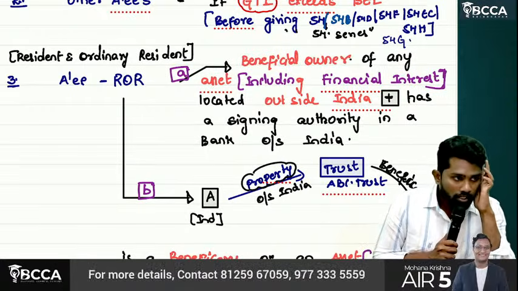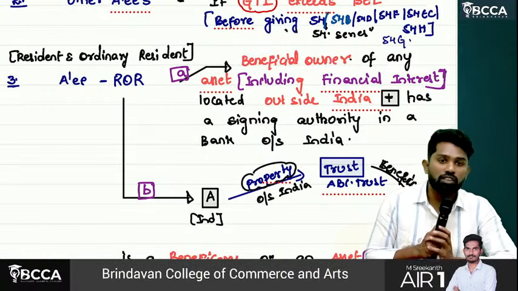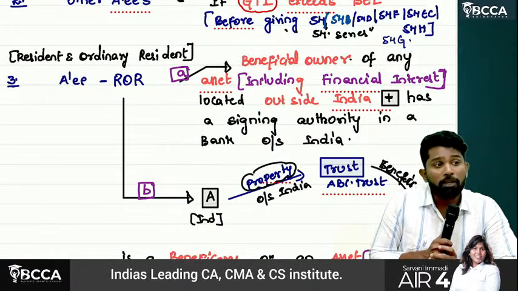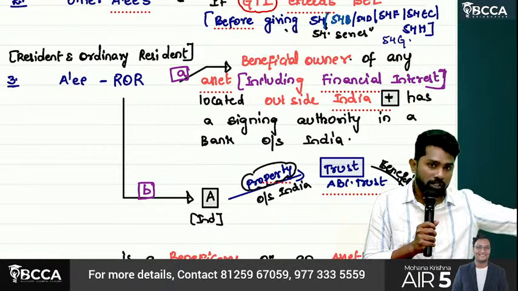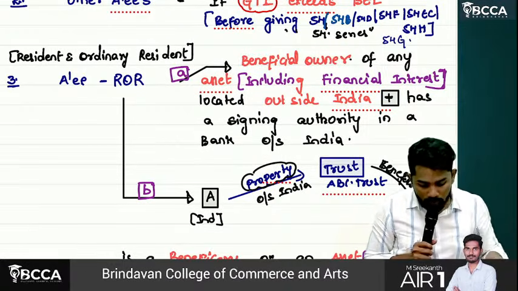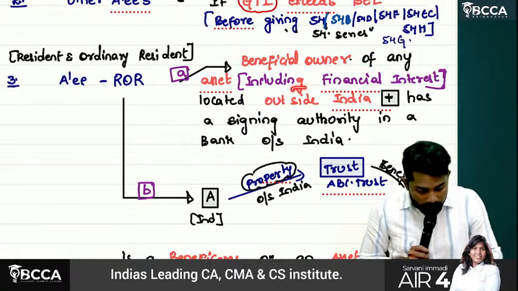Beneficial owner: for the purchase of that asset, you only gave the money. But officially you are not the owner. Nothing but benami. Okay? The property is under a benami name, but you are the true owner. Then you are called what? Beneficial owner of any asset, including financial interest.